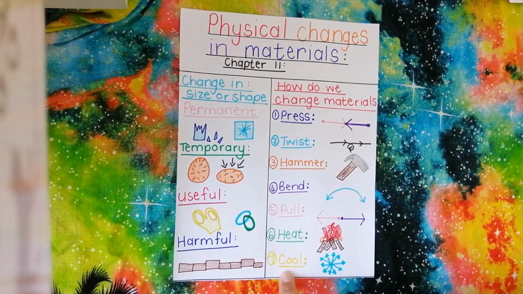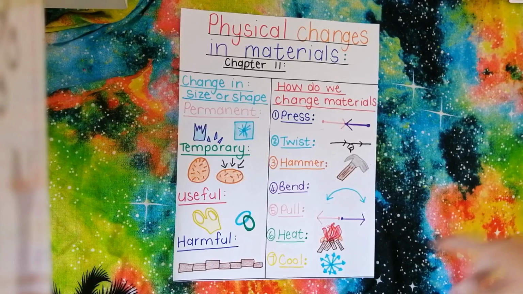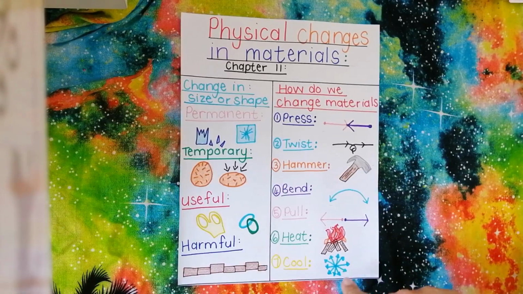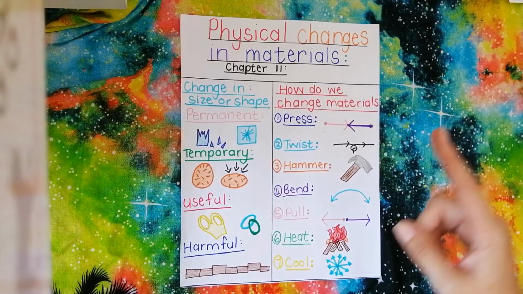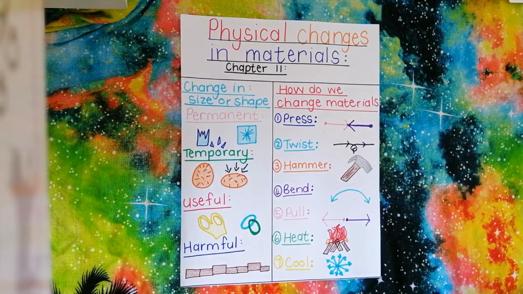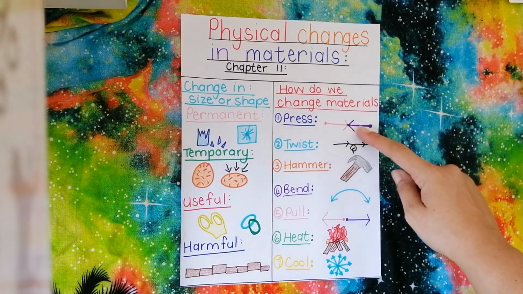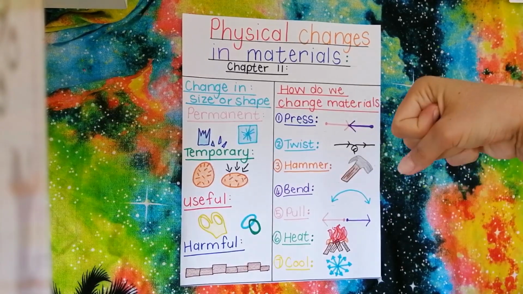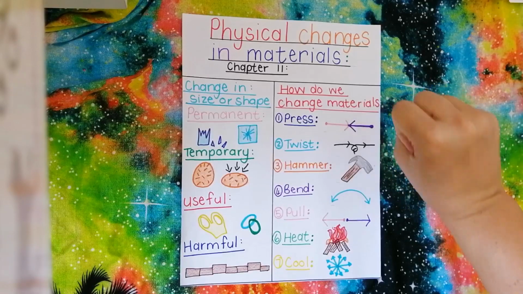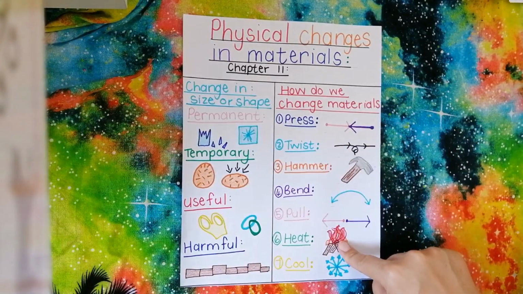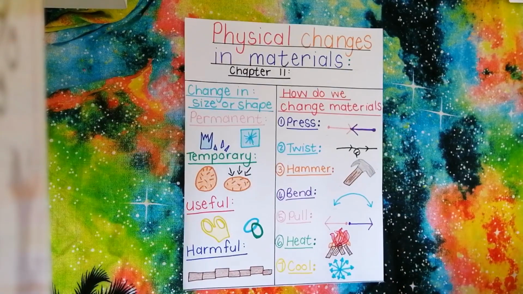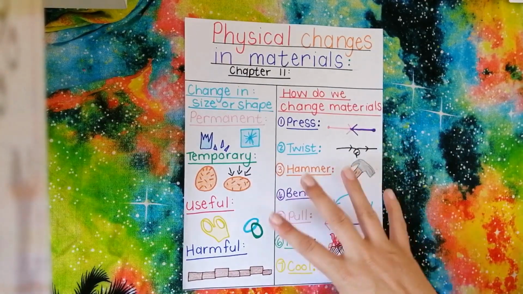Cool. That was my attempt at a snowflake. I know you guys can do better. So if we make something really cold, we know that it gets smaller, it contracts. Contract means make shorter. All right, so how do we change material? We can press, we can twist, we can hammer, we can bend, we can pull, we can heat and cool. All right, that's how we change materials.